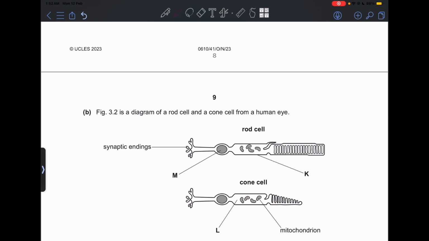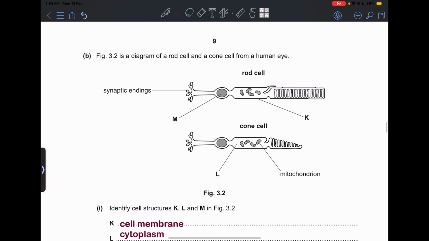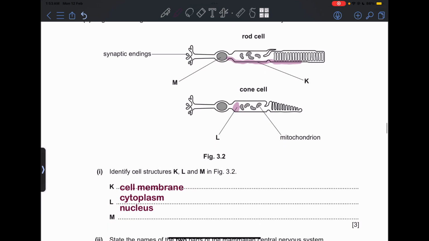Figure 3.2 is a diagram of a rod cell and a cone cell from a human eye. Identify cell structures K, L, and M in figure 3.2. So over here, we can see that K is pointing towards the cell membrane because this is the outer lining of the cell, and L is the cytoplasm inside of here, and M is the nucleus, because we know that the nucleus is the big black circle that is found inside of a cell. This is how it looks.